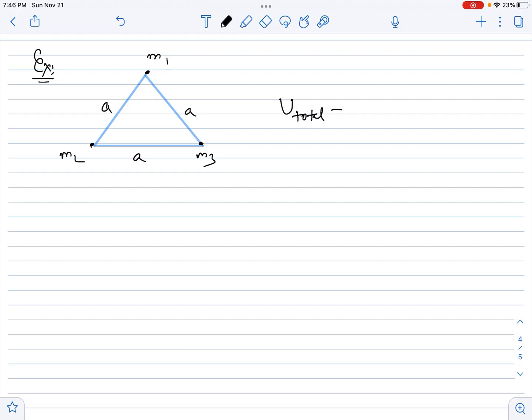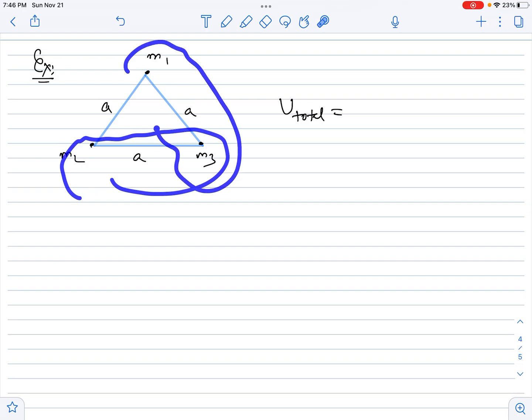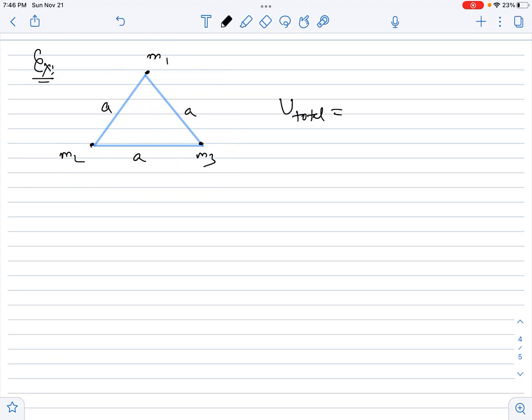Now if you want to know the energy of the system, or you can say total energy of the system, we can find the energy of each individual pair. For m1 and m2, there is some interaction energy. For m2 and m3, there is some interaction energy. At the same time, there is some interaction energy between m1 and m3. You can say the total energy is the sum over all pairs.